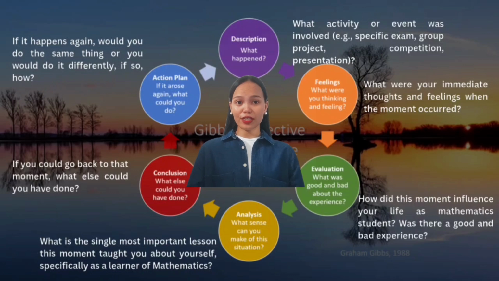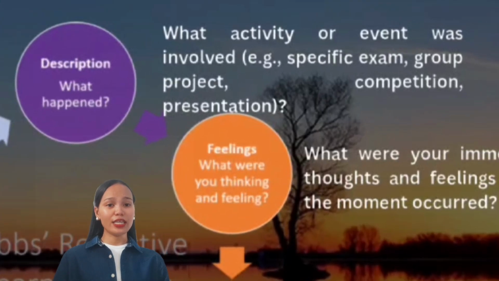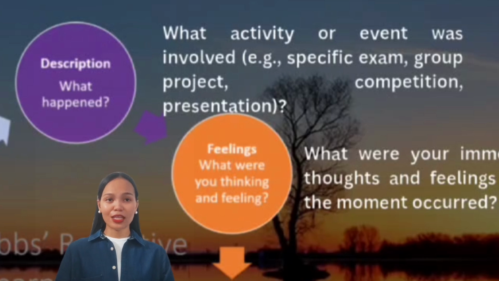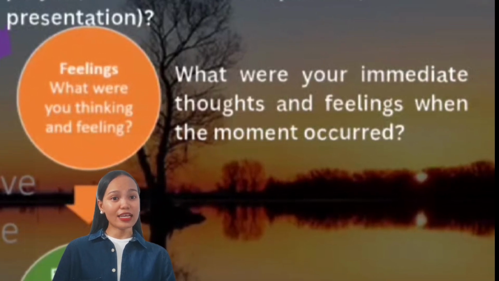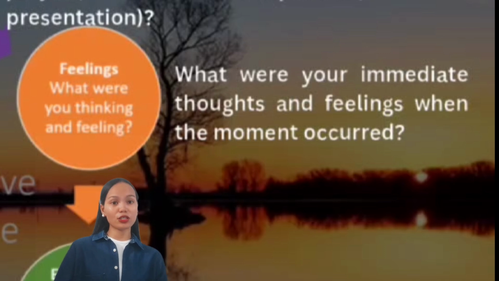First is description. You will ask, what happened? Or in your activity, you can ask what activity or event was involved. Examples: a specific exam, group project, competition, or presentation. Number two, feelings. What were you thinking and feeling at that moment? Or what were your immediate thoughts and feelings when the moment occurred?